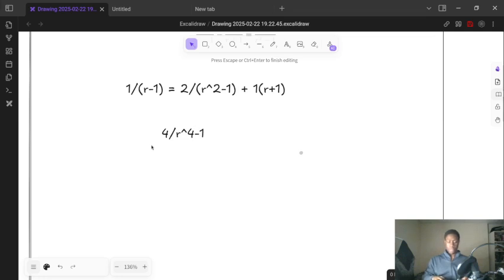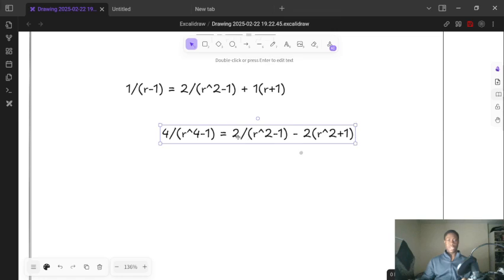Minus 1 is likewise going to be equal to 2 to the r squared minus 1 times 2 to the r squared plus 1, if I didn't mess that up. Yes, I'm pretty sure, so that's fine.